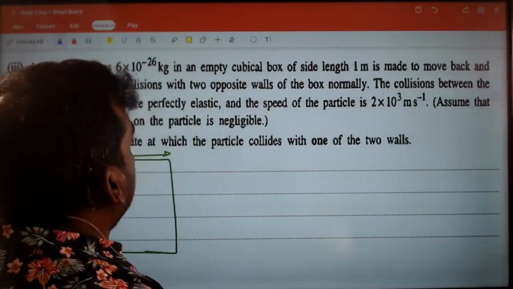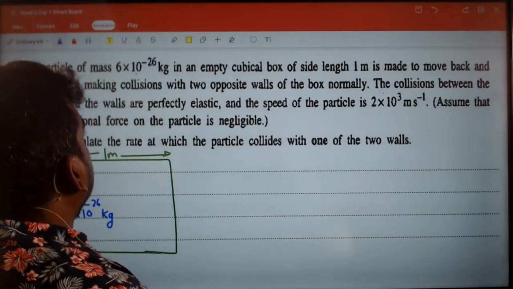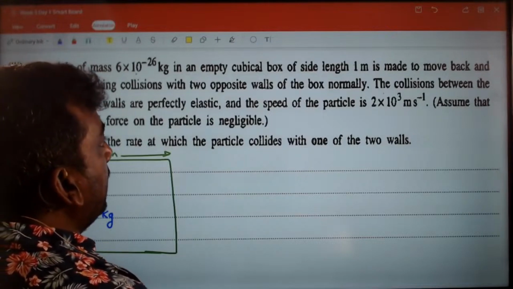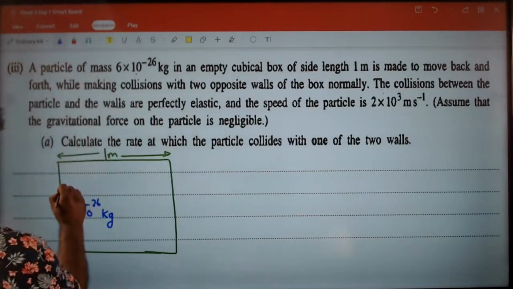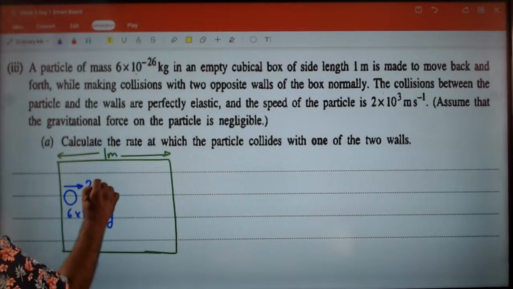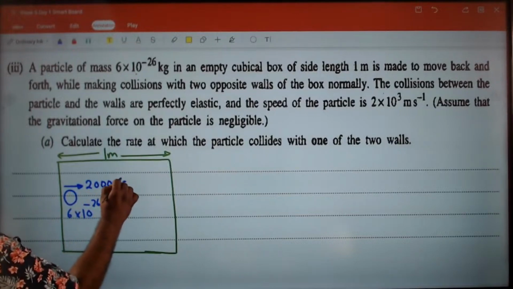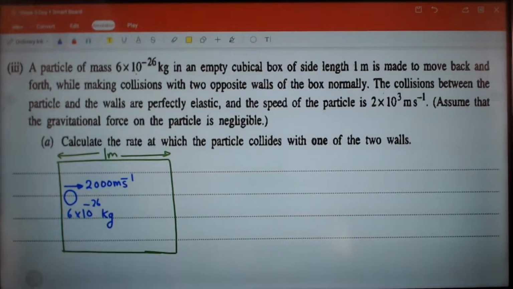The collisions between the particle and the walls are perfectly elastic, and the speed of the particle is 2000 meters per second. Assume that the gravitational force on the particle is negligible. Calculate the rate at which the particle collides with one of the two walls. Rate.